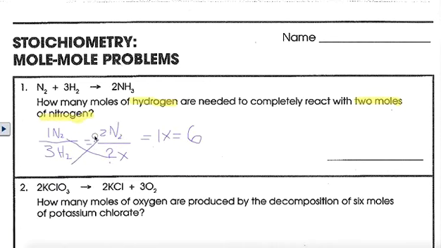When you cross multiply, just look at the numbers. That's going to help a lot. So I get 1x equals 6. Obviously, if I divide both sides by 1, I get 6 as my answer. So it would be 6 moles of hydrogen. And I'm going to put moles of H2 on there so I know which molecule I'm talking about, because it's important. There's 3 different ones here.